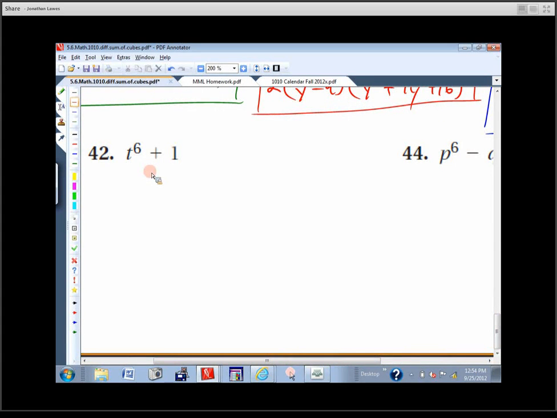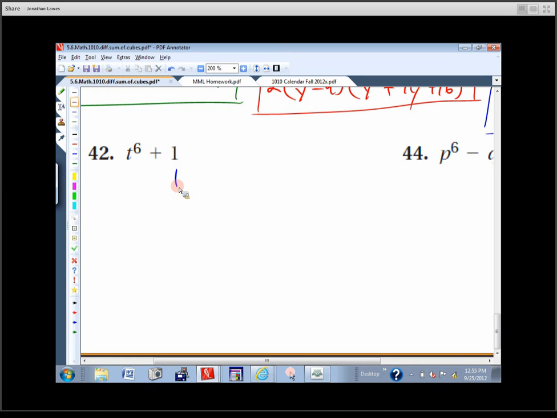No common factors other than one, but that's kind of silly on this one. Two terms. Difference of squares? No way, because it's not a difference. Difference of cubes? Again, no way, because it's not a difference. So we jump immediately to, if it's going to factor, a sum of cubes. Okay, 1 is a perfect cube.